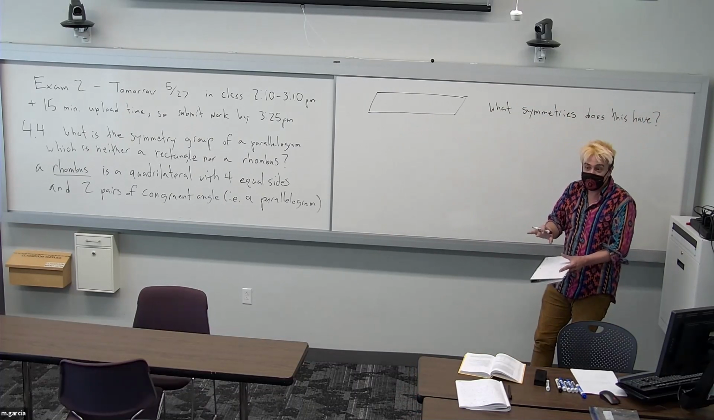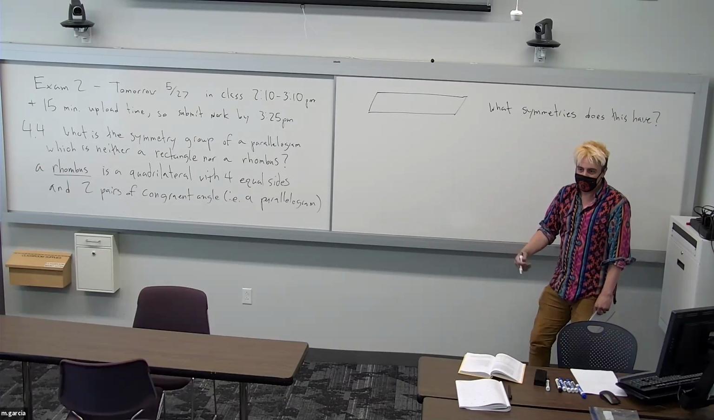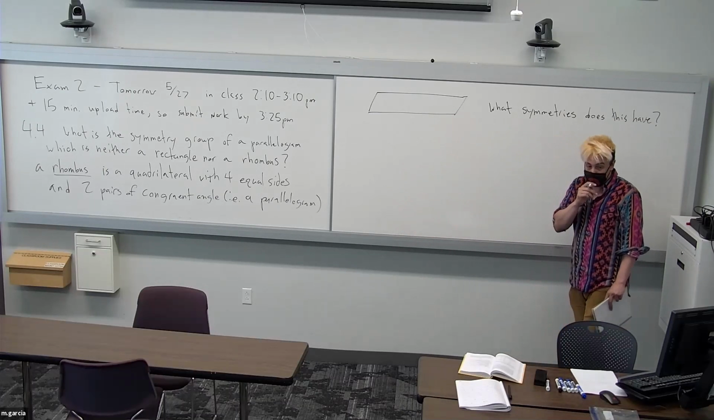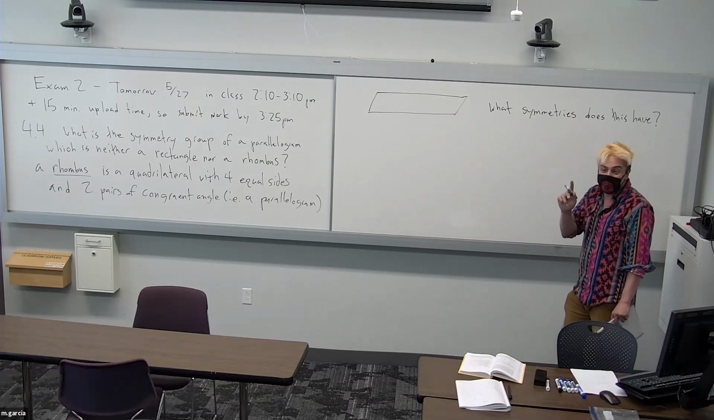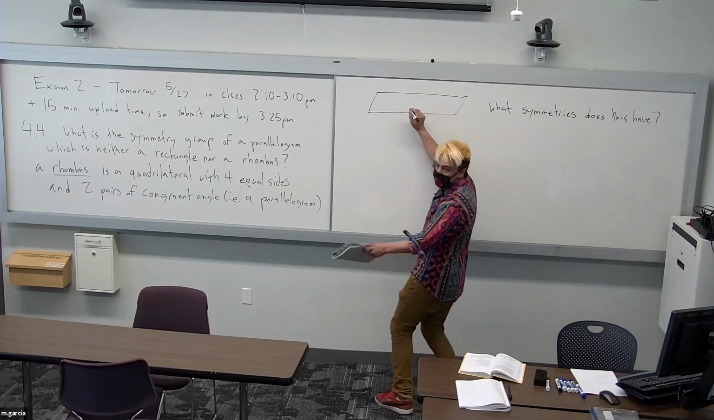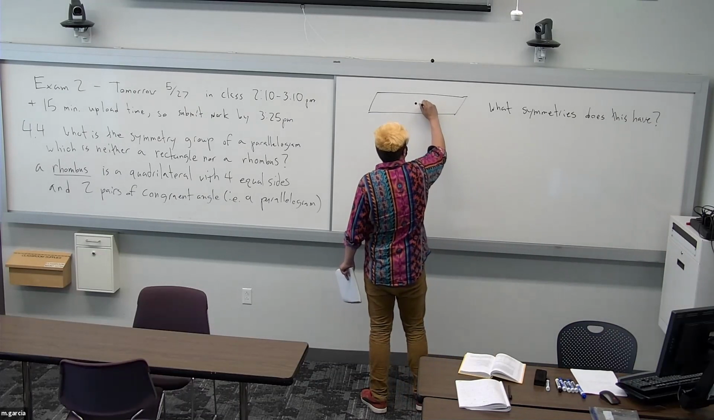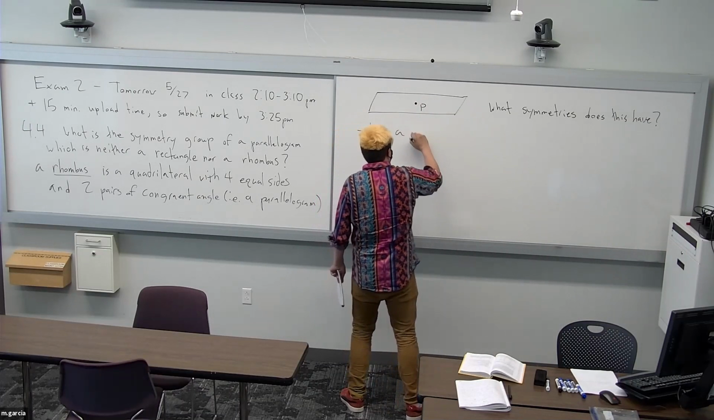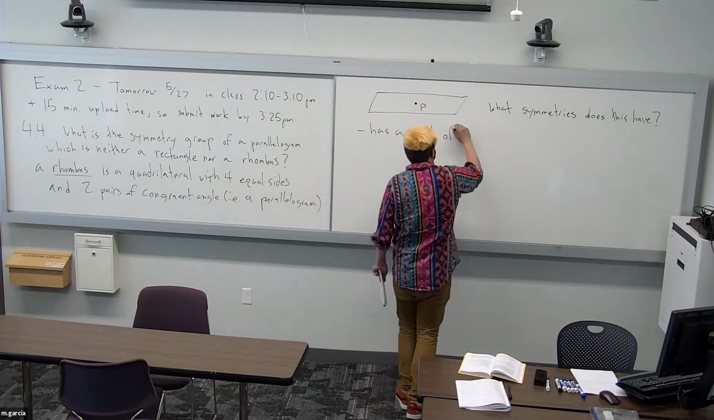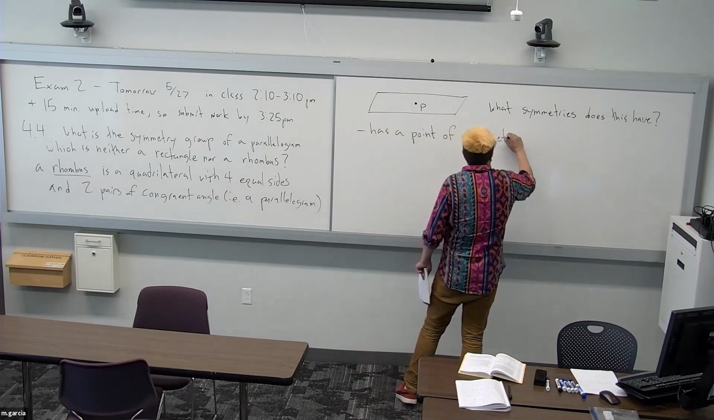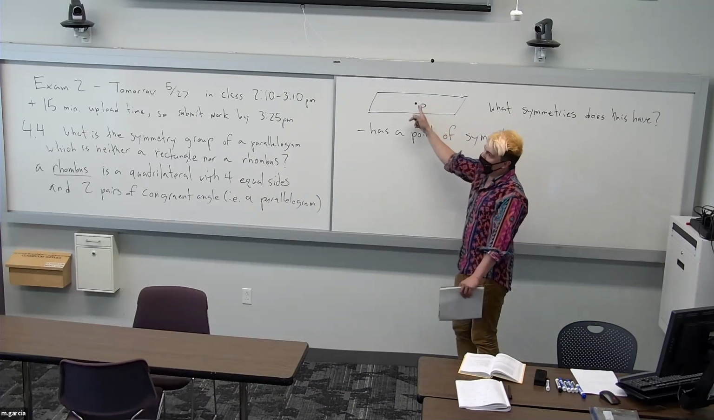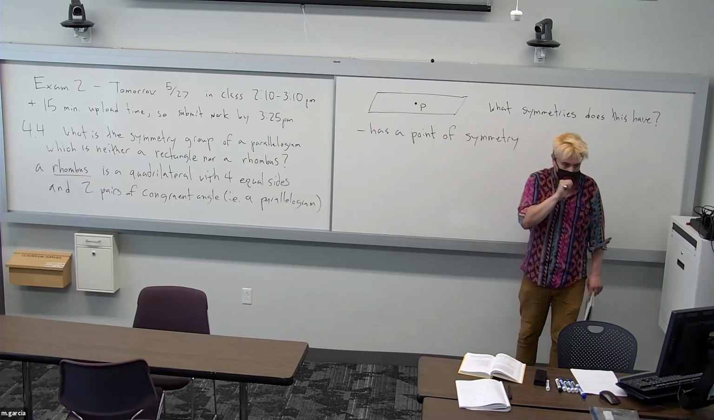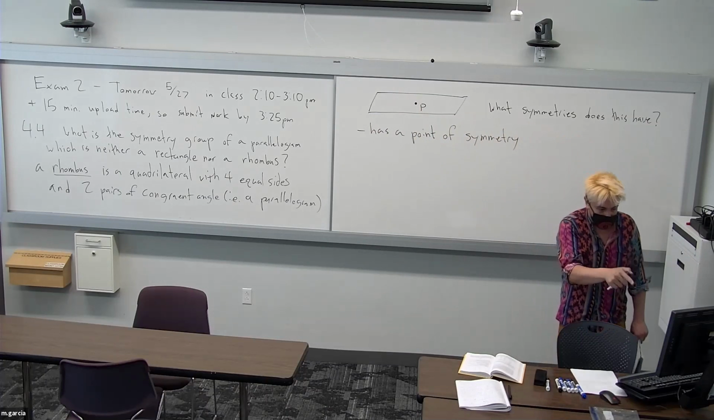Start at the smallest dimension. Does it have any points of symmetry? Does it have any lines of symmetry? Does it have any symmetries in general? It has a point of symmetry, yeah, which is the center of this figure, right? P. So it has a point of symmetry. That is to say, when we do a half turn through P, this parallelogram is fixed. Right? Yeah, good.